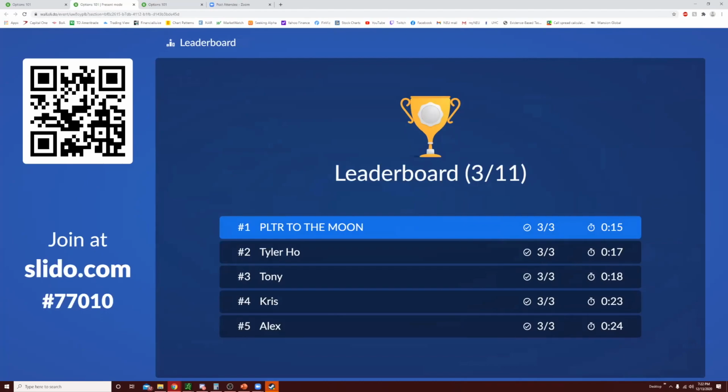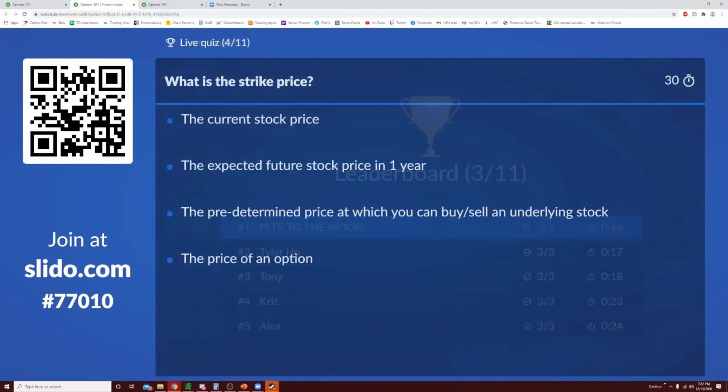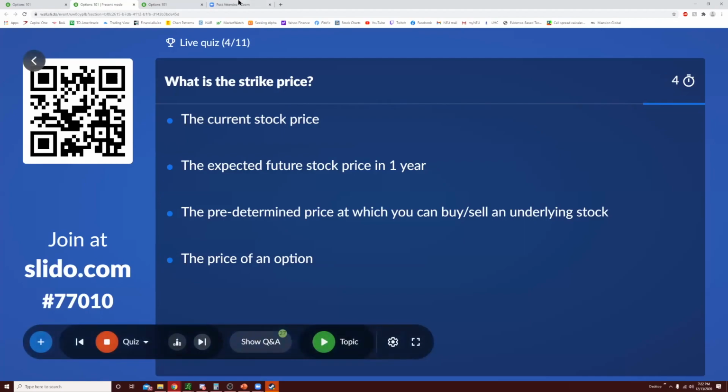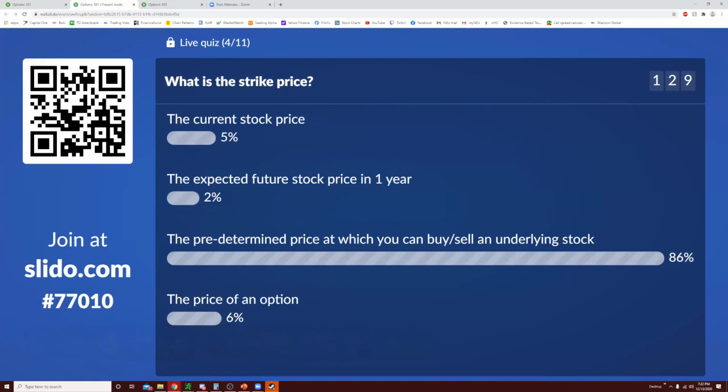Still Palantir to the moon with 15 seconds total. Nice job. You're still in the lead. Let's go. What's the strike price? Is that the current stock price, the expected future stock price in 1 year, the predetermined price at which you can buy or sell an underlying stock, or the price of an option? Five seconds. Okay. What did you guys pick? 86% of you said the third option, and right you are.